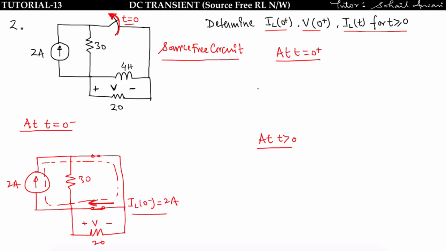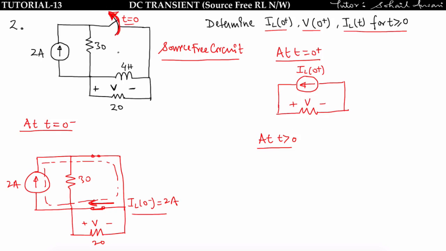Okay, now draw the circuit at t equal to 0 plus. We already explained to you that at t equal to 0 plus the inductor will behave like a current source. Why? Because it will store maximum energy and the current is maximum. So at t equal to 0 plus it will not dissipate energy. So we can replace the inductor by one current source. So this is the circuit at t equal to 0 plus.